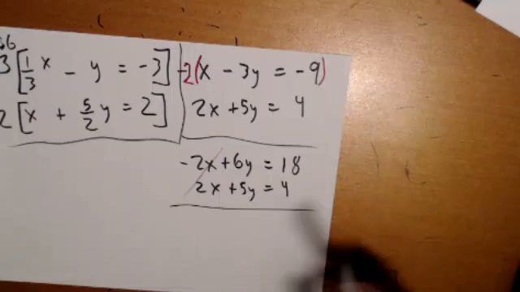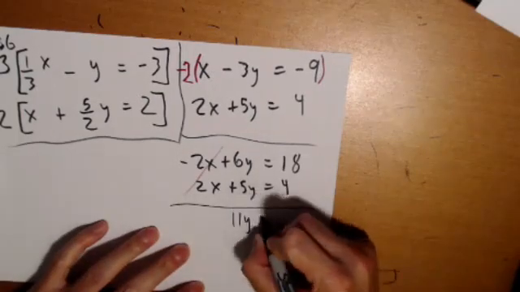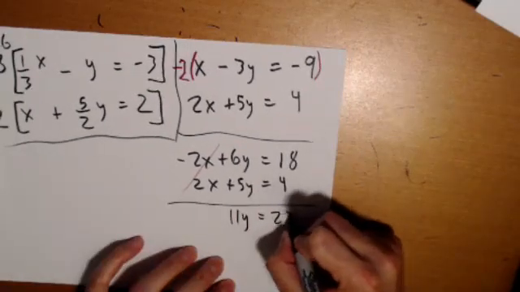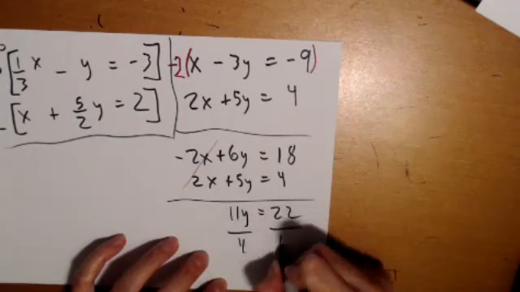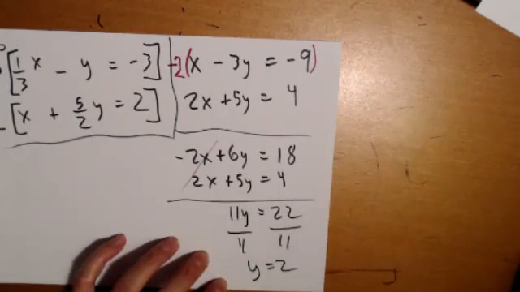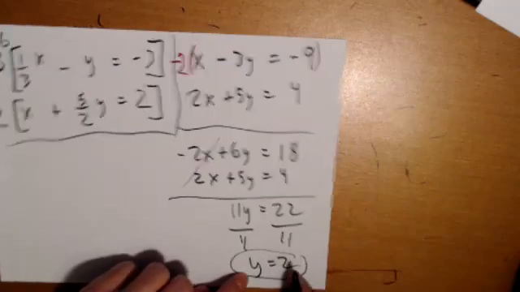Okay. 6y and 5y is 11 of them. Equals 18 and 4 is 22. Get the y alone. Divide by 11. Y is 2. Boom. We have y. Let's get x.